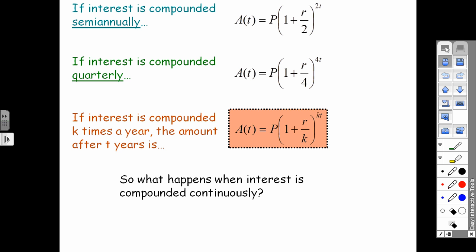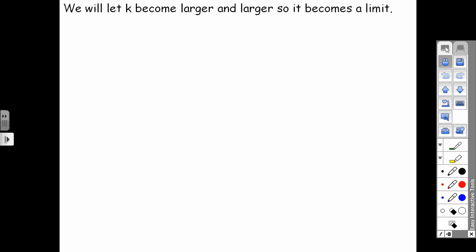Well, k, that means, is turning into infinity. And whenever we deal with infinity is typically when we start dealing with limits. So let's take a look at this. Okay, I don't expect you guys to memorize this or have to completely understand this. Just try to follow along. We're going to let k become larger and larger so it becomes a limit, like I said. And so we're going to write this as the limit as k approaches infinity of our formula.